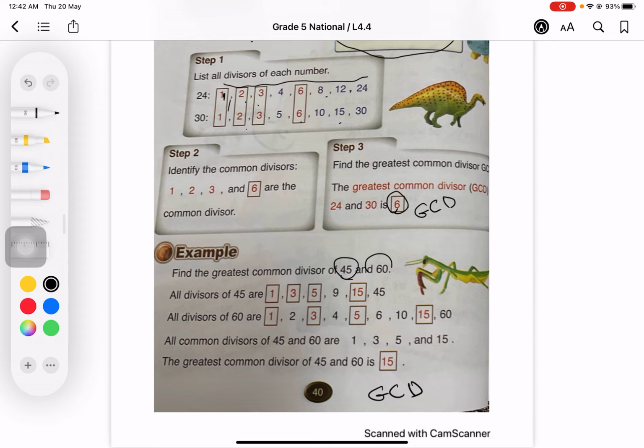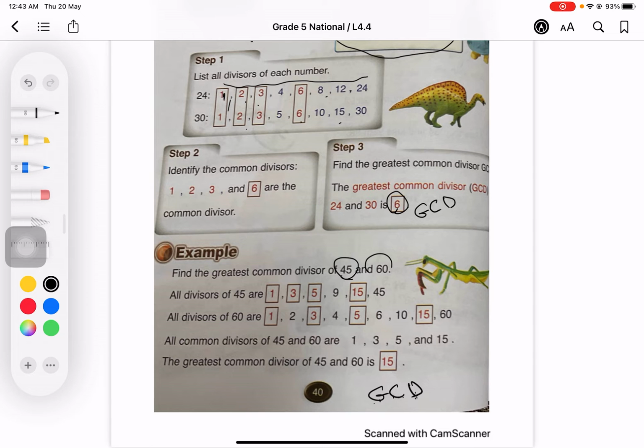So greatest common divisor. Common means shared, divisor means divisor, and greatest means largest. So greatest common divisor. Again, greatest common divisor. This is page 40.